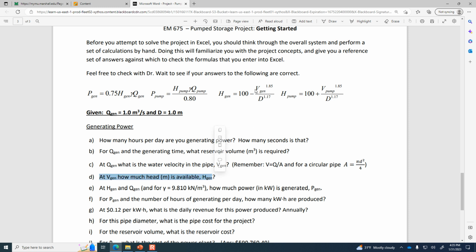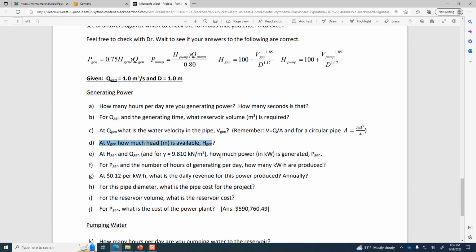Hgen is the formula that you're using. So here is the Hgen formula. How much head is available is 100 minus the velocity to the 1.85 power divided by the diameter to the 1.17 power. So you can do all these calculations by hand. And here at the bottom, the cost of the power plant should be $590,760.